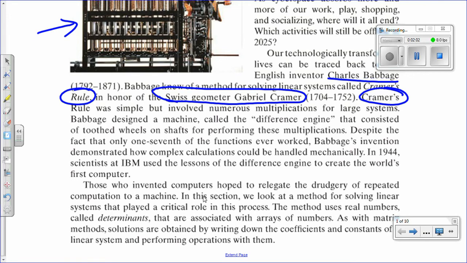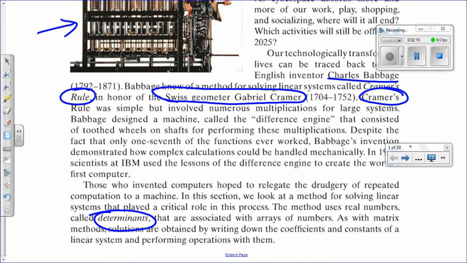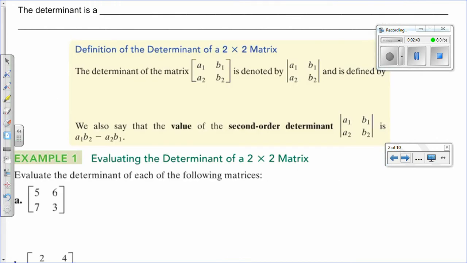In this section, we look at a method for solving linear systems that plays a critical role in this process. The method uses real numbers called determinants. So before we learn what Cramer's rule is all about, we will learn how to find determinants. Those determinants are associated with arrays of numbers, of course, matrices. As with matrix methods, solutions are obtained by writing down the coefficients and constants of a linear system and performing operations with them. So that is the end of the introduction. Let's go to the next slide.